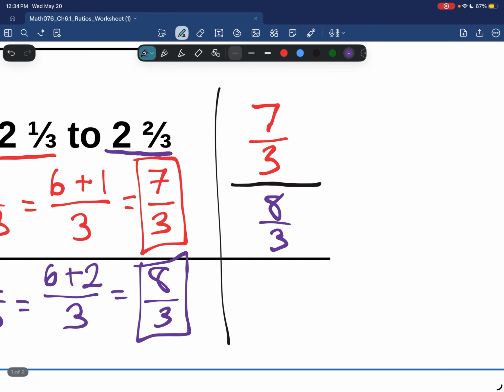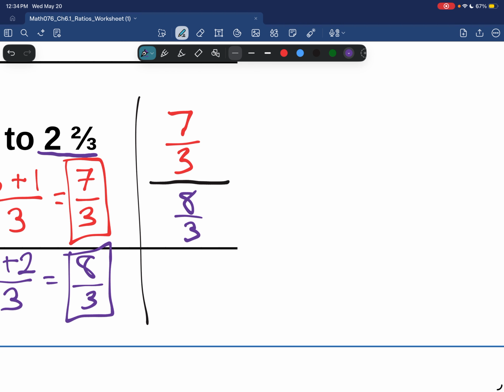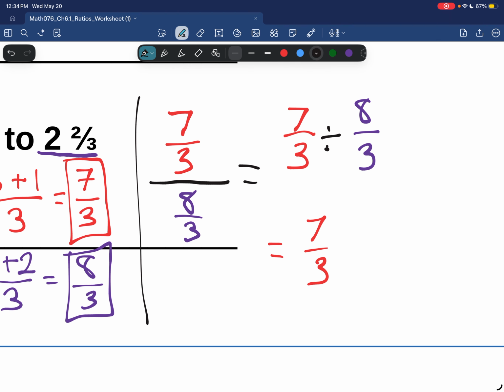fractions, and then I'm going to rewrite this out as a division statement instead of a big fraction. I've got 7/3 divided by 8/3. We got this from here. We're going to switch it from division to multiplication. So I keep my first fraction, 7/3. I change my sign from division to multiplication. And then when I do that, I have to flip my second fraction, so I get 3/8.